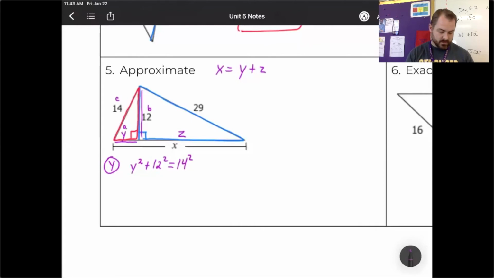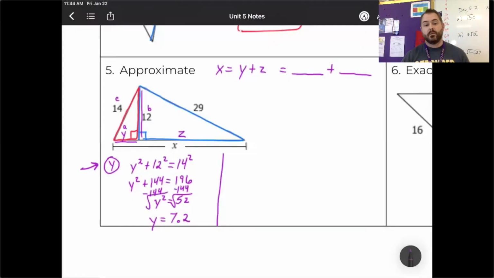We're going to start filling in blanks up here to add up two numbers and get the total answer for X. Find Y by using your Pythagorean theorem here. When you're ready, push play to check your answer, and then we'll move on with the rest of the problem. This is what we should get. Y works out to be about 7.2, and we can write an approximate answer here because it says that our final answer should be approximate. So Y, the first little piece of this length of X, is 7.2.